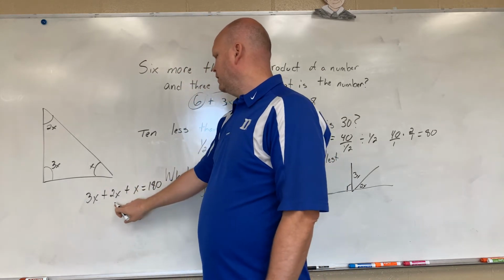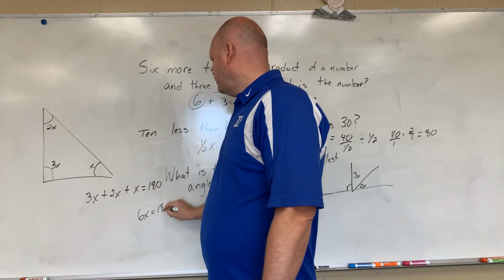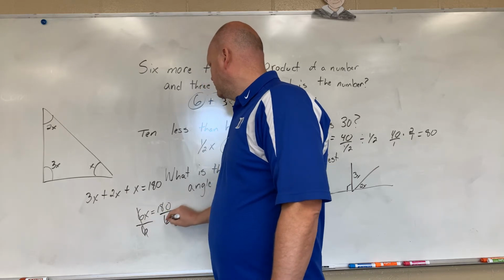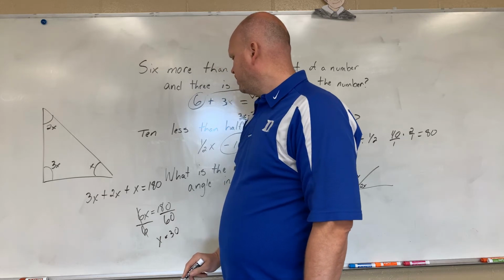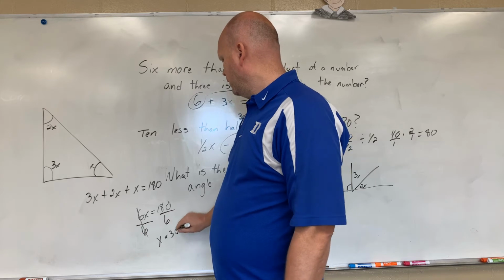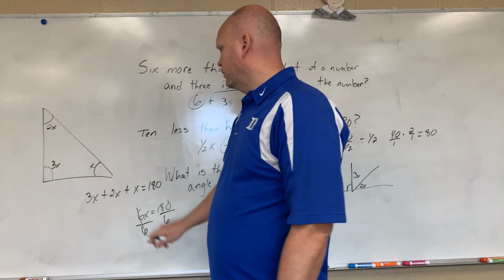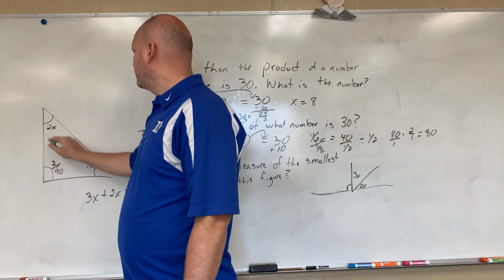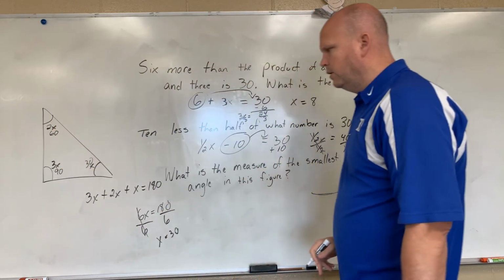So if I have a 3x, a 2x, and an x, I have a total of 6 x's, and that's going to equal 180. So I divide everything by 6, which leaves me with x equaling 30. Now we go back. We know that this one's 30. 3 times 30 is 90. 2 times 30 is 60. 60 plus 30 plus 90 is 180.